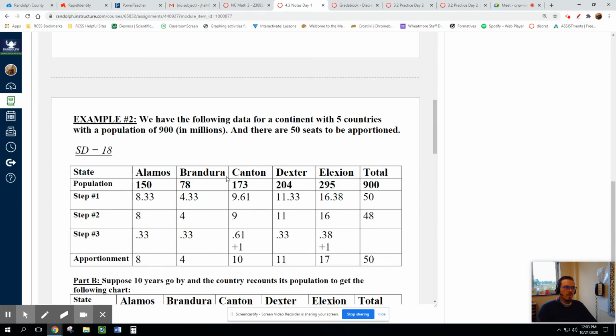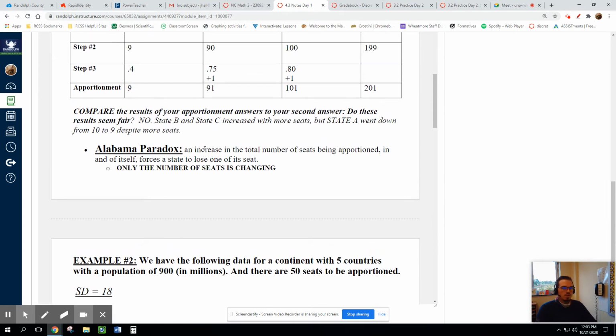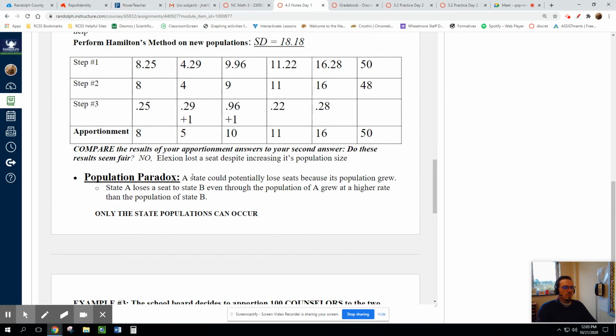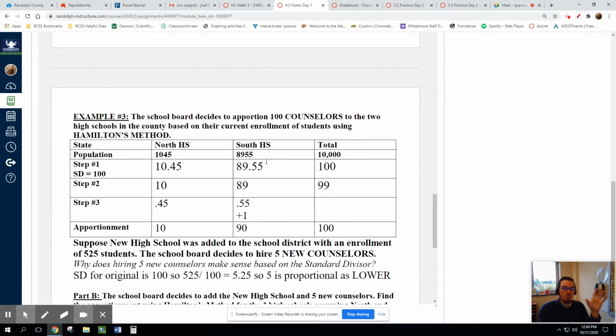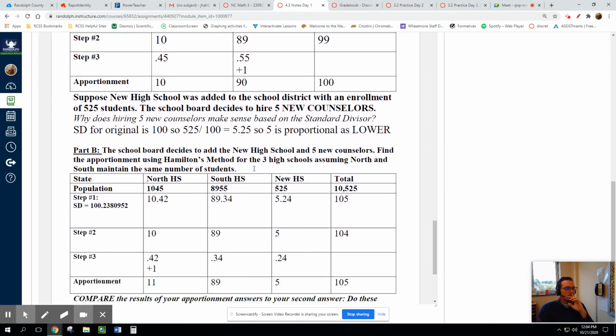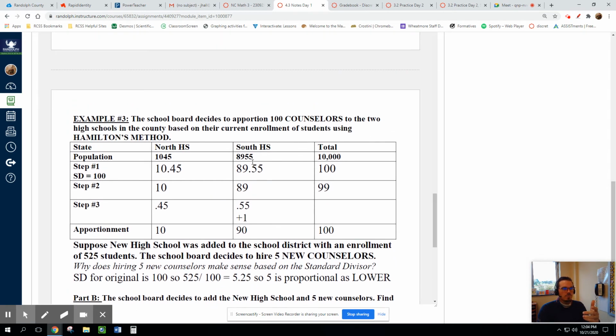Whereas before it was called the Alabama paradox, and that's whenever we increase the number of seats that we give out. Now, if we increase the population, we've got a population paradox. So a state can potentially lose seats because its population grew. State A loses a seat to state B, even though the population of state A grew at a higher rate, which is really weird. Now I've lost a seat to you, but your population's the same and mine's gone up. That doesn't seem fair. Only individual state populations can occur and change this. So that's one of the other paradoxes that we have. Let's look at one more example here and then talk about the last paradox.